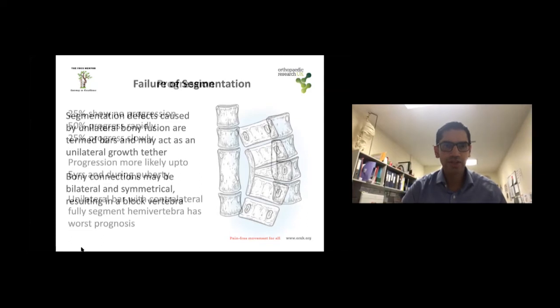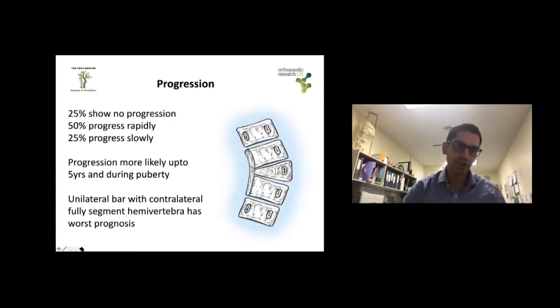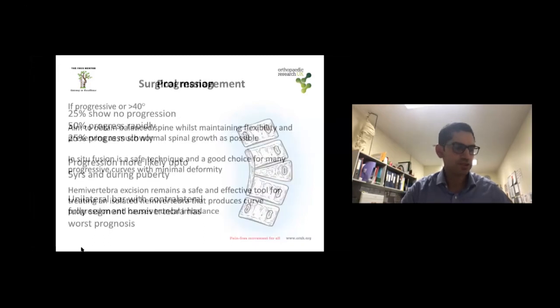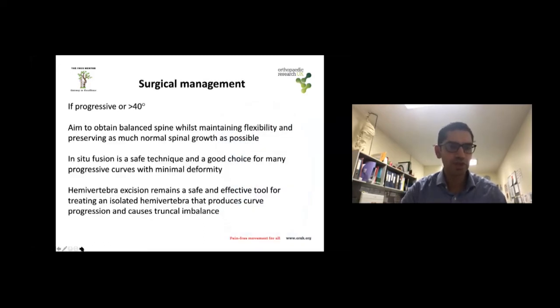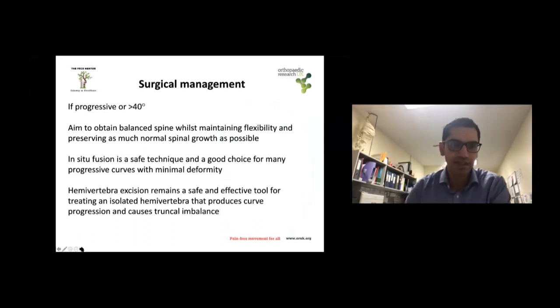In terms of progression, 25% of these hemivertebrae show no progression, 50% progress rapidly, and 25% progress slowly. Progression is more likely up to 5 years of age and during puberty. The combination to watch out for is the mixed type, where you've got a unilateral bar on one side with a contralateral fully segmented hemivertebra on the other side, which has a worse prognosis and is most likely to progress.